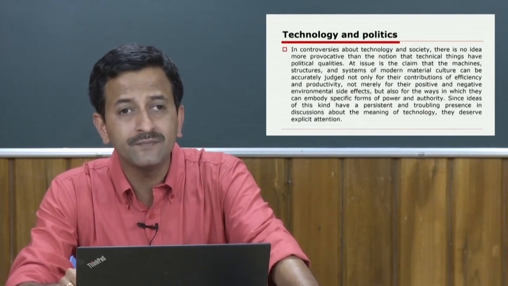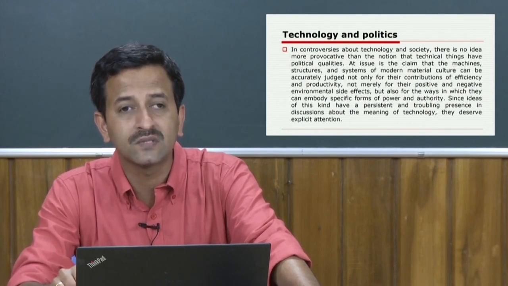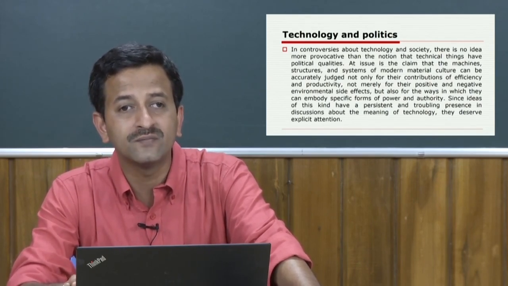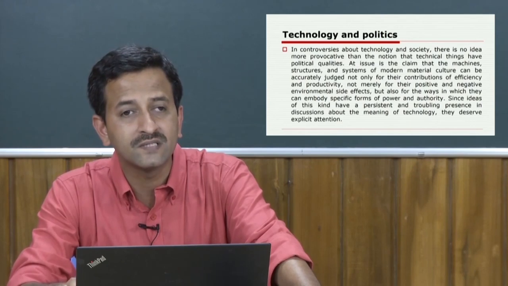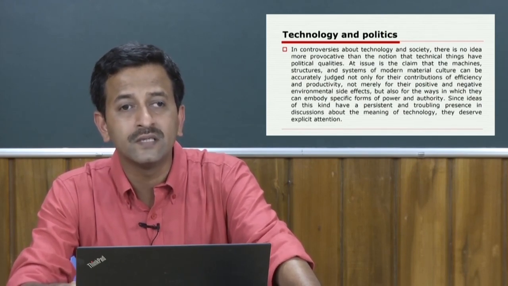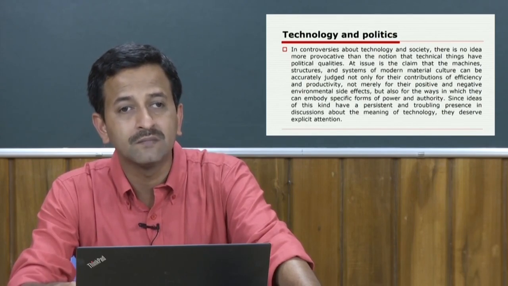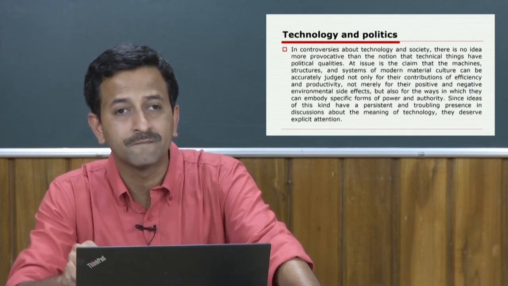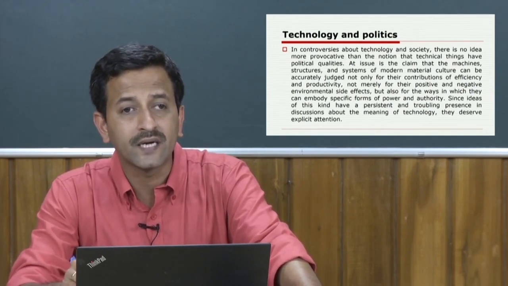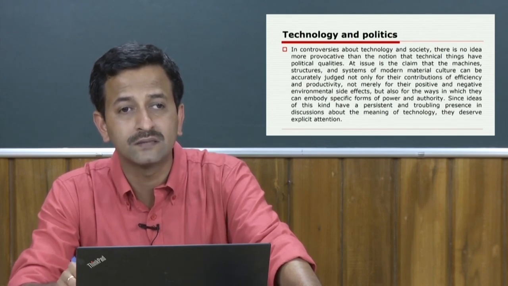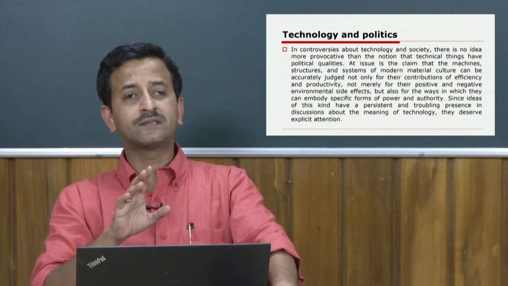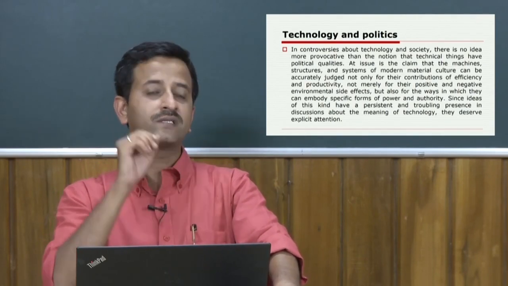At issue is the claim that the machines, structures and systems of modern material culture can be accurately judged not only for their contributions of efficiency and productivity, not merely for their positive and negative environmental side effects, but also for the ways in which they can embody specific forms of power and authority. Since ideas of this kind have a persistent and troubling presence in discussions about the meaning of technology, they deserve explicit attention. Okay? Now, let us see first technological shaping of society.